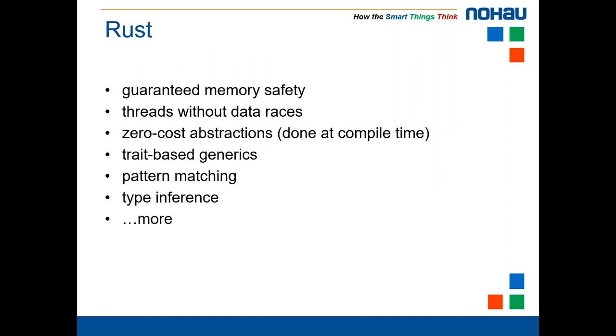So here are some of the promises of Rust: guaranteed memory safety, threads without data races, zero cost abstractions, trait-based generics, pattern matching, type inference, and there are more features, but most of this I'm going to cover in this presentation with short code examples.